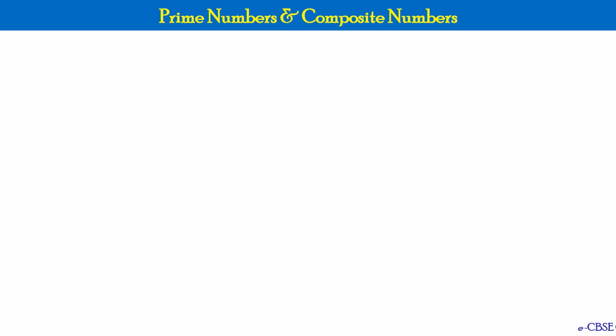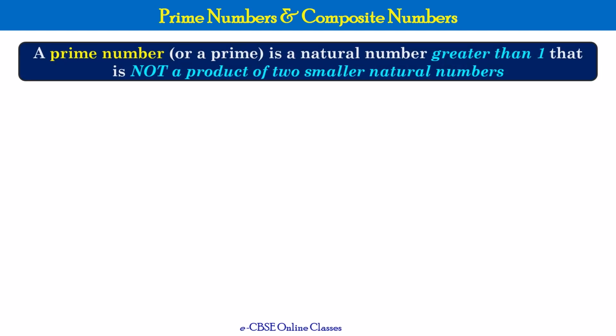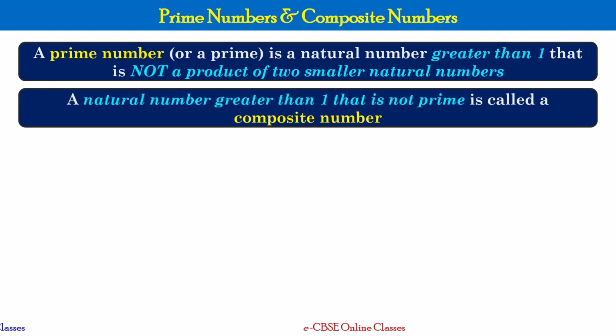Now let's look at the definitions of prime numbers and composite numbers. A prime number is a natural number greater than 1 that is not a product of two smaller natural numbers. A natural number greater than 1 that is not a prime is called a composite number. So let us look at some of the numbers from 1 to 100 and then see how we can come up with a list of prime numbers.